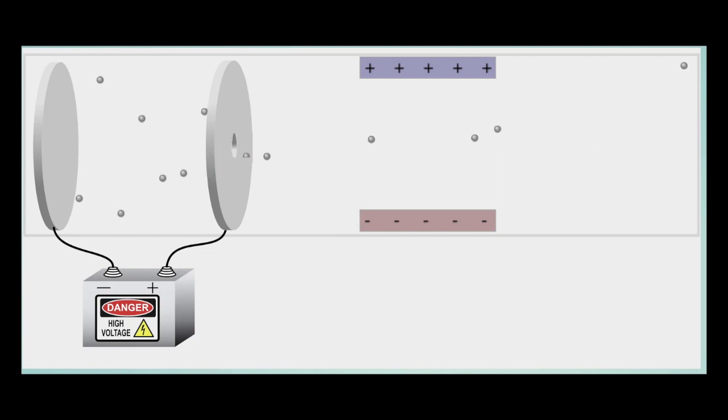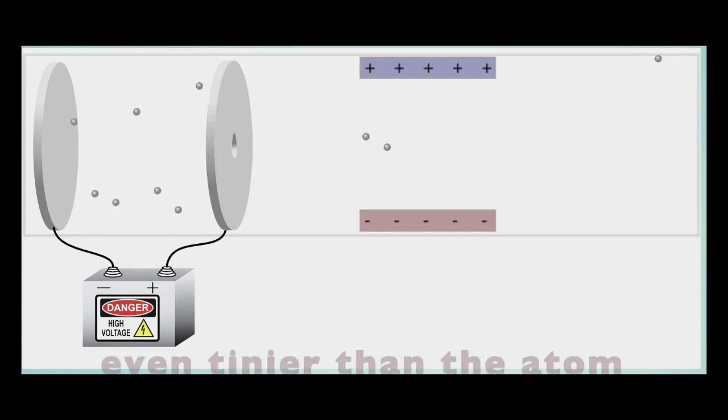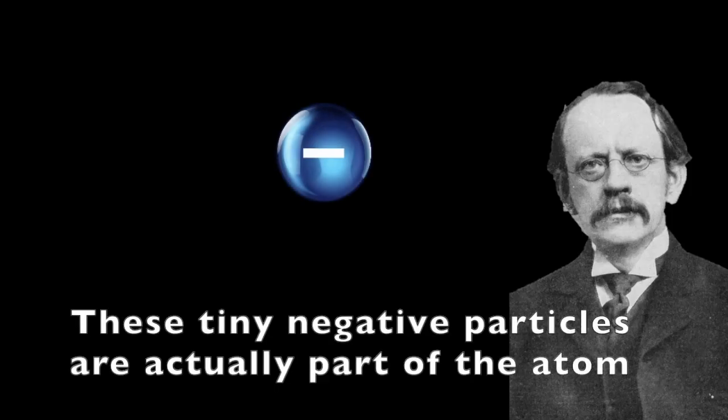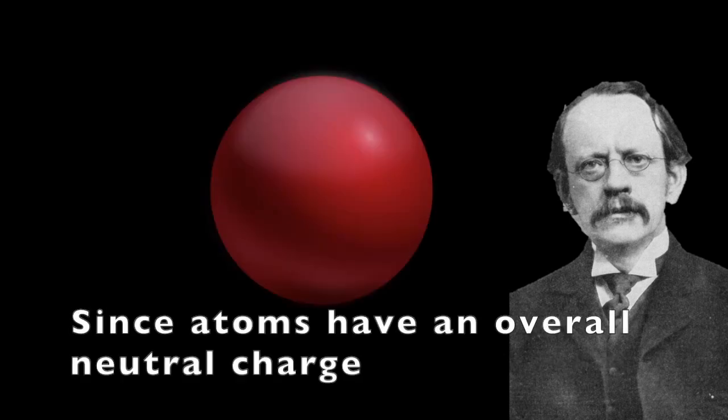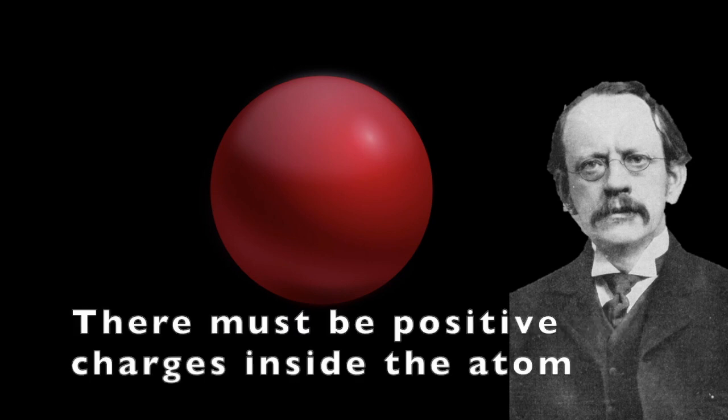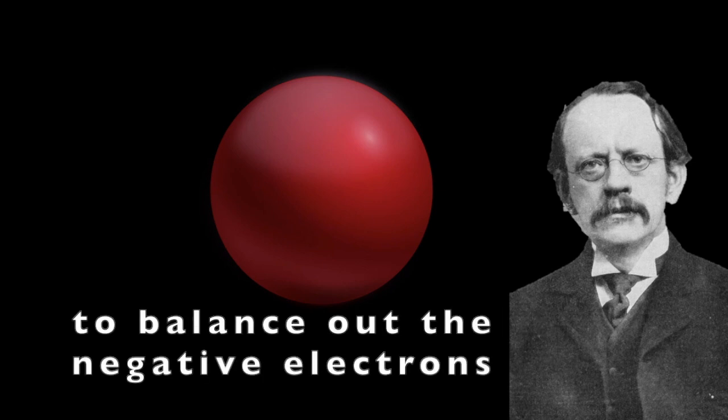Thomson measures the mass of these particles, and he finds that they are very tiny, even tinier than the atom. He proposes that these tiny negative particles are actually part of the atom. Thomson reasons that since atoms have an overall neutral charge, and they do, there must be positive charges inside the atom to balance out the negative electrons.